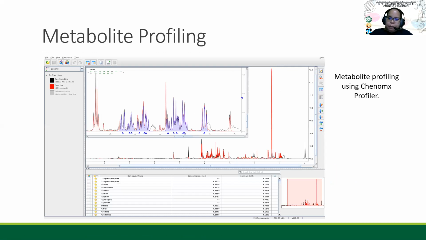And this is just a screenshot of the use of Kinomics Profiler in order to do metabolite profiling. And from here, you will be able to see, for example, the peak clusters for your glucose. You'll be able to match it versus the actual experimental spectrum. And from there, you'll be able to get quantitative data. So you can get the concentrations in comparison to your chemical or internal standard, so in this case, DSS.